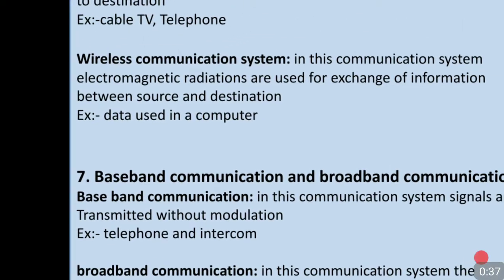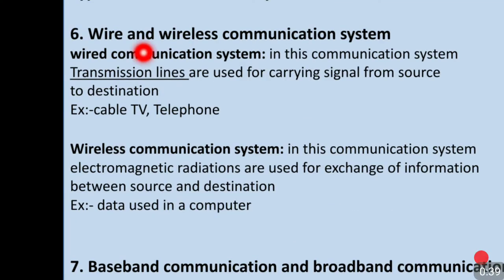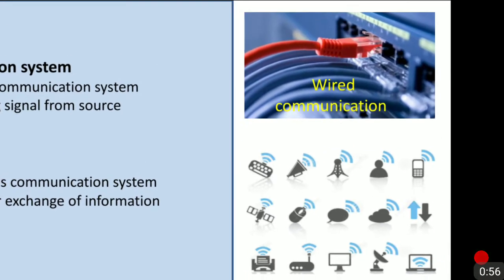What is used? Transmission lines are used. Such a type of communication system wherein the transmission lines are used for carrying the signal from source to destination is what we call a wired communication system. The best example for that is your cable television and telephone. Both are very good examples.